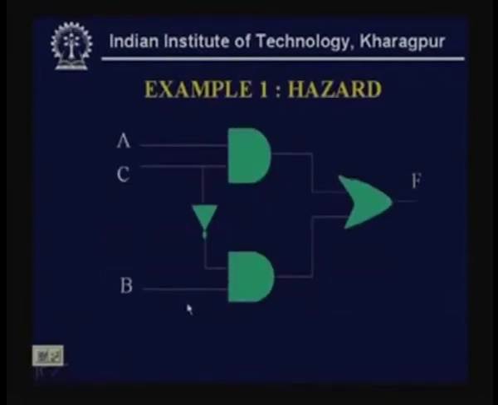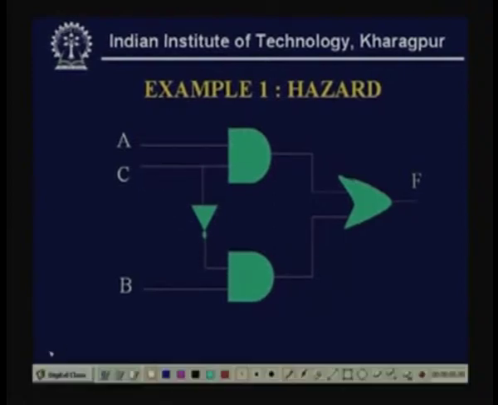Now if we draw the logic circuit, see this is a 2 input AND gate whose inputs are A and C, and B and C dash. So C dash I am taking as if the input is coming from C, and by introducing an inverter in between. So this is C, this is C bar. And this is OR. That means this is my F equal to AC plus BC bar.